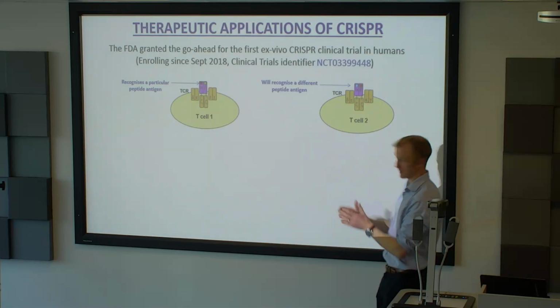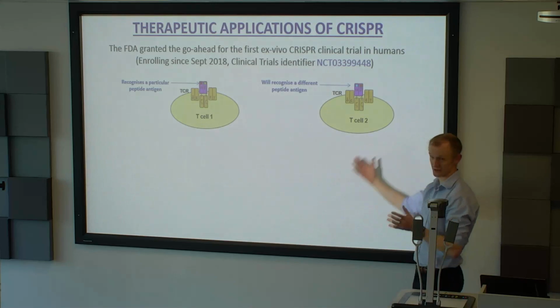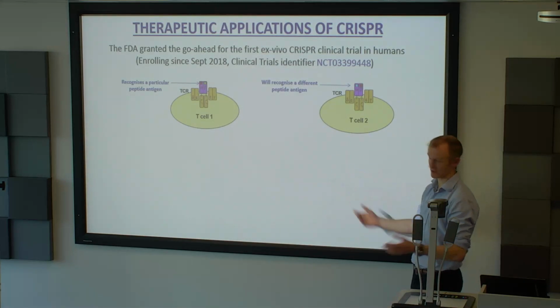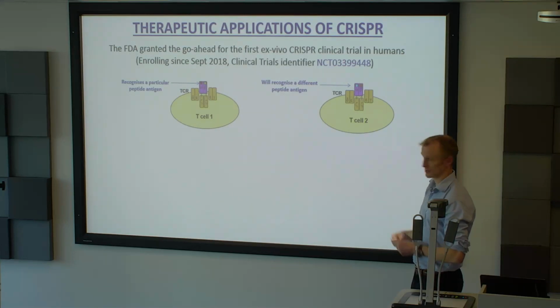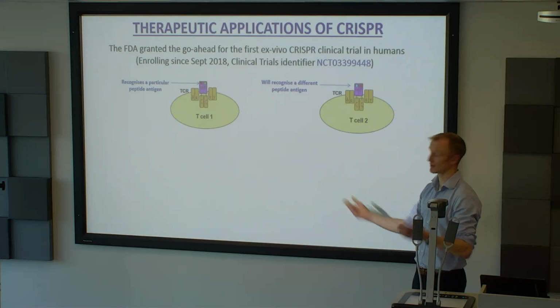So in our bodies then we have billions of T cells and they all recognize different antigens. Some will be bacterial antigens they recognize, some will be self antigens. Others will be potentially cancer antigens.